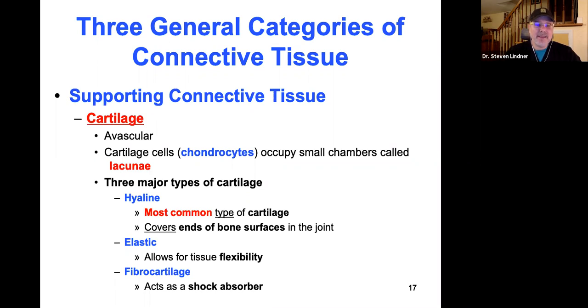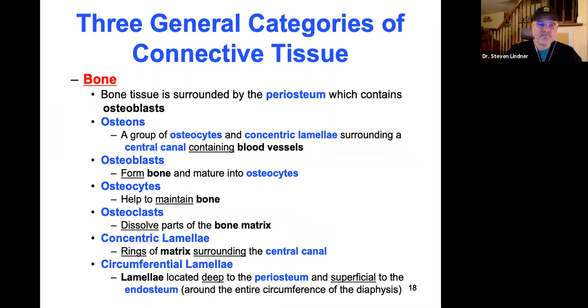So it gets its nourishment from all the adjacent structures that are next to it through diffusion and through the synovial fluid, which is the liquid within the joint. That helps to nourish and bring some nutrients to the cartilage cells themselves.